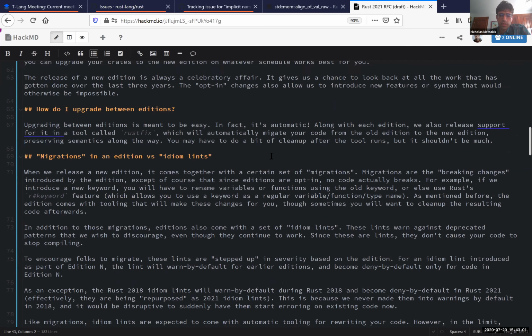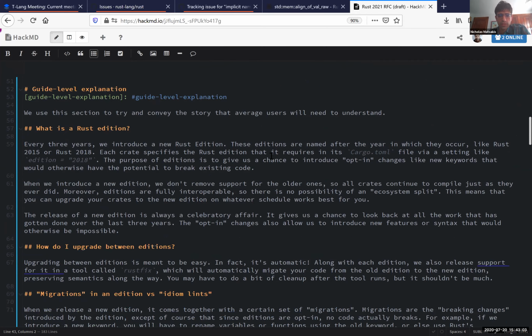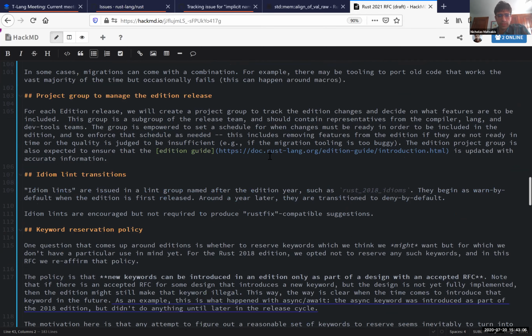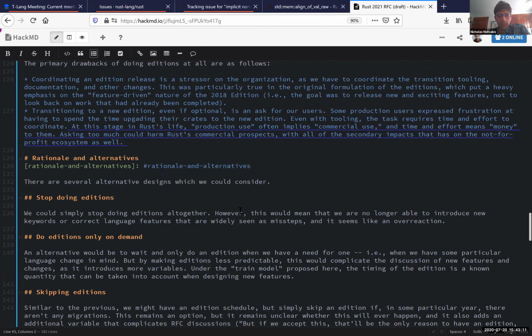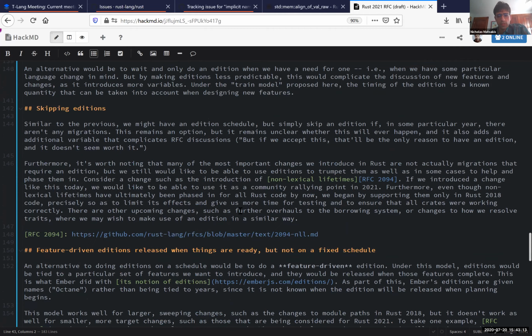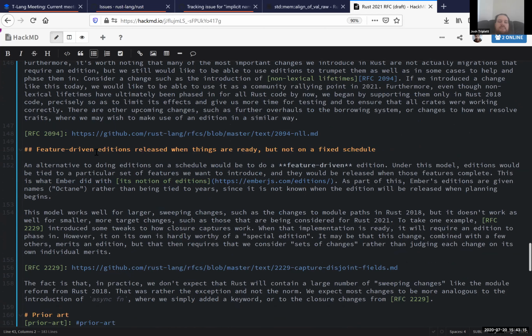Is there any other changes? Some of the motivations here I thought were kind of interesting. I was specifically comparing to the way Ember does their editions, which is feature-driven editions released when things are ready. They set a high-level goal. They don't say when the edition is going to be released. They give it a name like Octane, and then when the work is done, the edition is declared. So it's like a big triumphant event that they've achieved this goal, which is a really cool idea. But it's a little bit different.